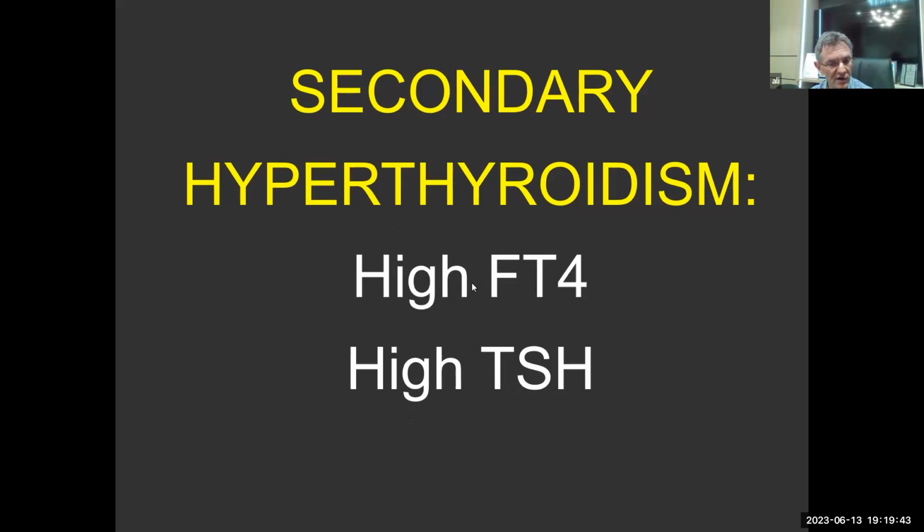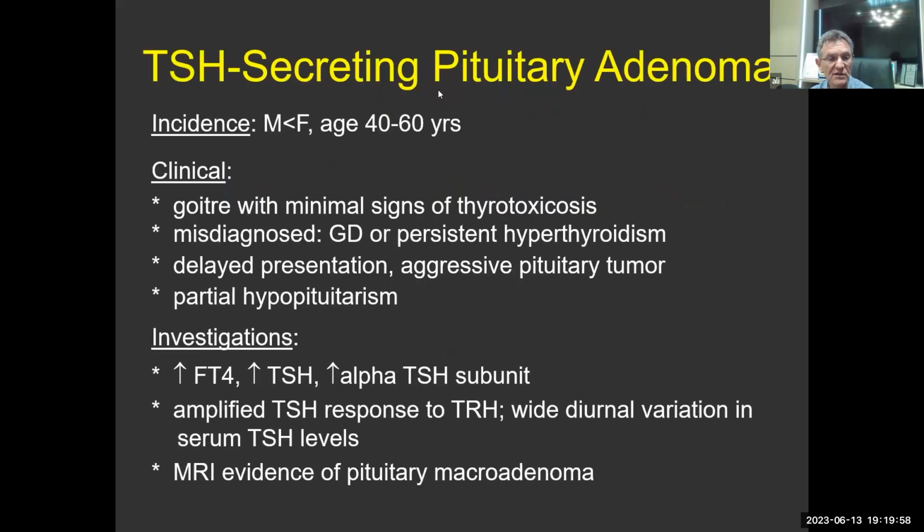Now, if the T4 is high, don't automatically think, hey, they've got a thyroid disease, because if they were primary hypothyroidism, the TSH would be suppressed. But if they've got secondary hypothyroidism, the TSH is high or even normal. So this is patients with TSH secreting pituitary tumors.